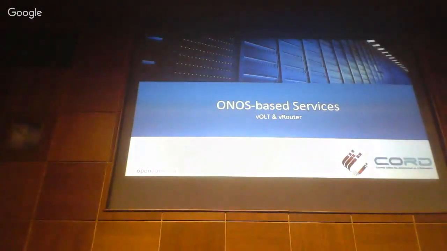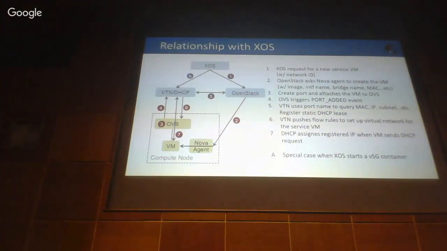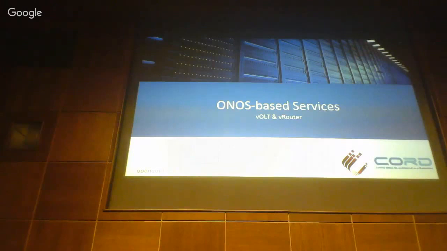I'll skip this slide. This is basically walking through every single operation when a port is added to OVX, but we're running kind of short on time, so I'm going to skip them. So let's move on to ONOS-based services. So there's the VOLT and the vRouter, and I'll talk about how these are implemented. Any questions before I move on?